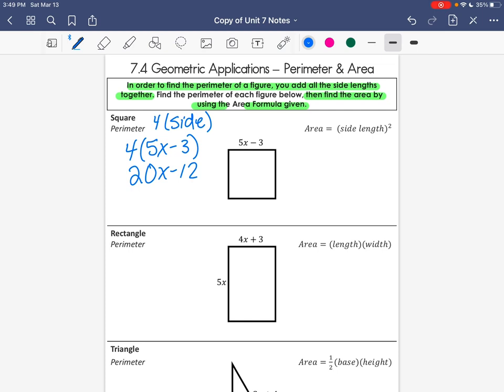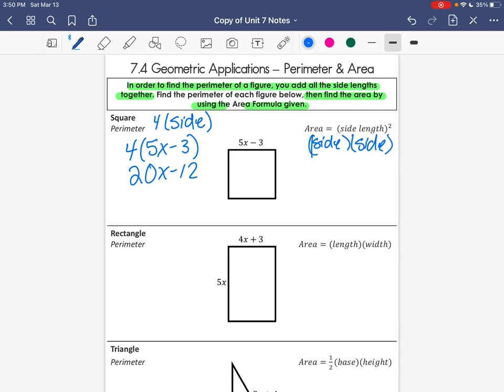Now, the area of a square is just the side length squared. Think about area: you're trying to find out how much could fill this square up. And so you multiply side 1 times side 2, length times width, because really a square is just a perfect rectangle. So you would just do side times side. Well, side times side, let me write that down, is the side length squared.